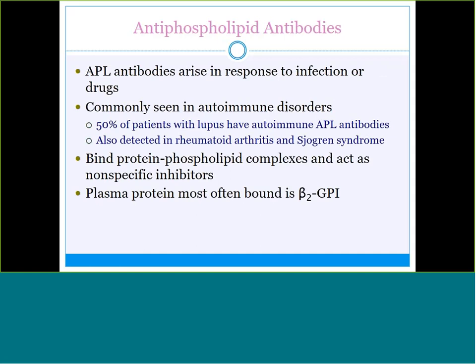So first we'll start with antiphospholipid antibodies, which you can call APL antibodies. These are antibodies that you have formed in response to an autoimmune disorder. So these are autoantibodies. So if somebody has one of the autoimmune disorders, if you've been through immunology, you should know them. If you haven't, that's okay. So some common autoimmune disorders, just to list off for anybody that hasn't been through immunology, are rheumatoid arthritis, Sjogren's syndrome.